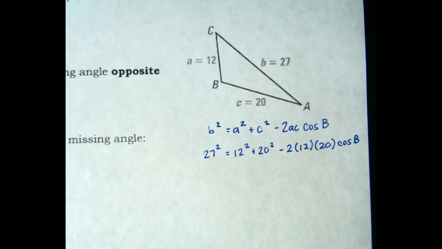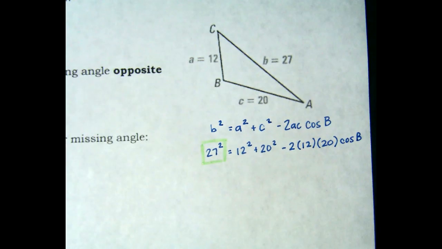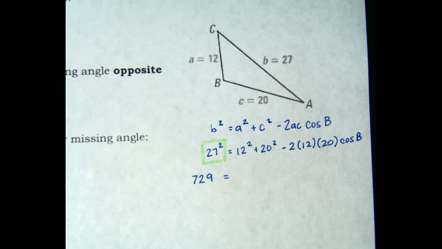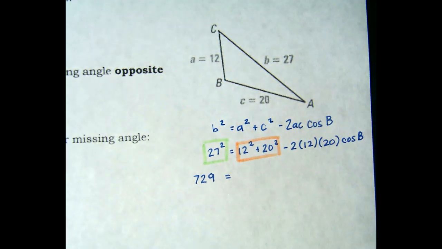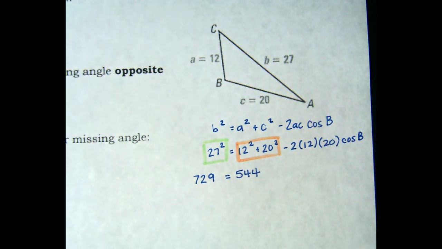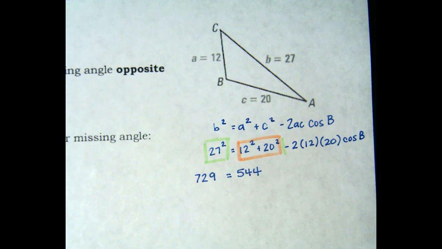Alright, I need you to have your highlighters because I need you to understand exactly what you need to plug in your calculator because we're going to have to solve. We need to know what 27 squared is. Then, you need to find out what 12 squared plus 20 squared is. Then, you need to find out what negative 2 times 12 times 20 is.